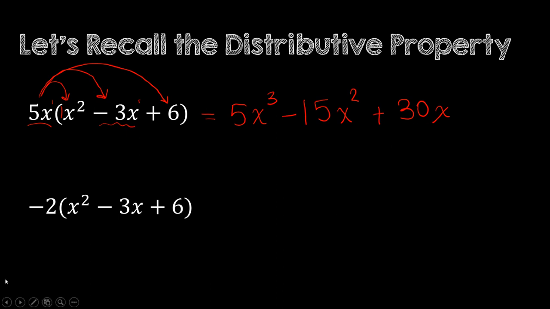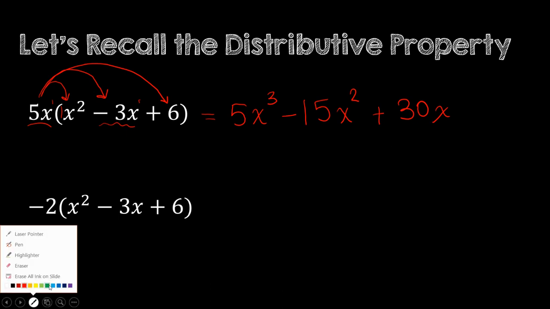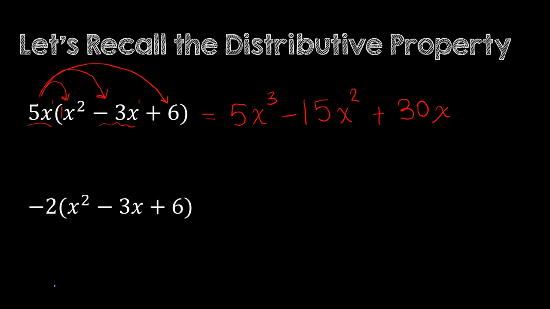For this next problem, we aren't multiplying a variable times the same expression. Notice it's the same expression, but rather now a number. So we have negative 2 times 1x squared. So I get negative 2x squared.